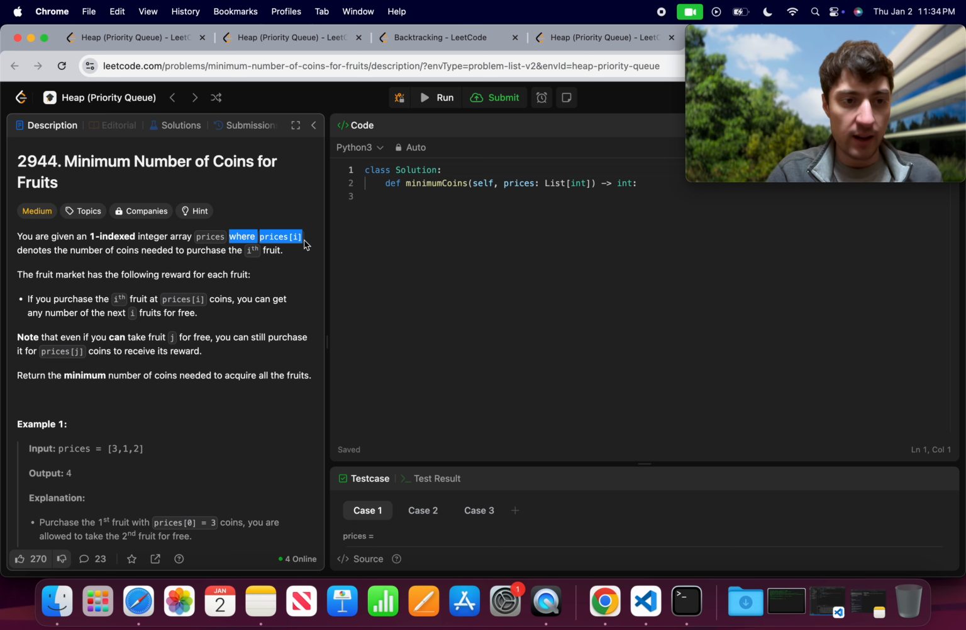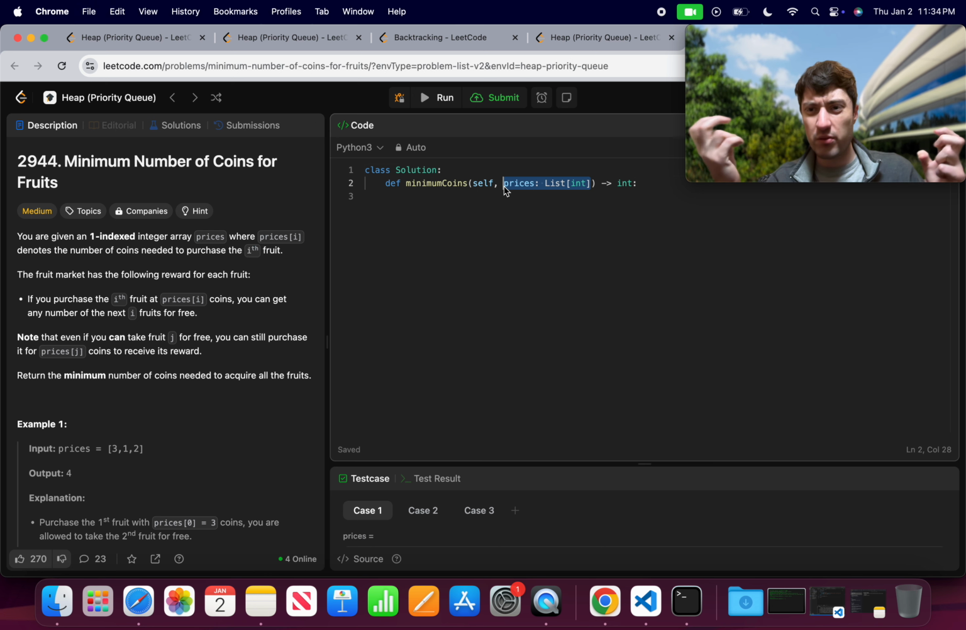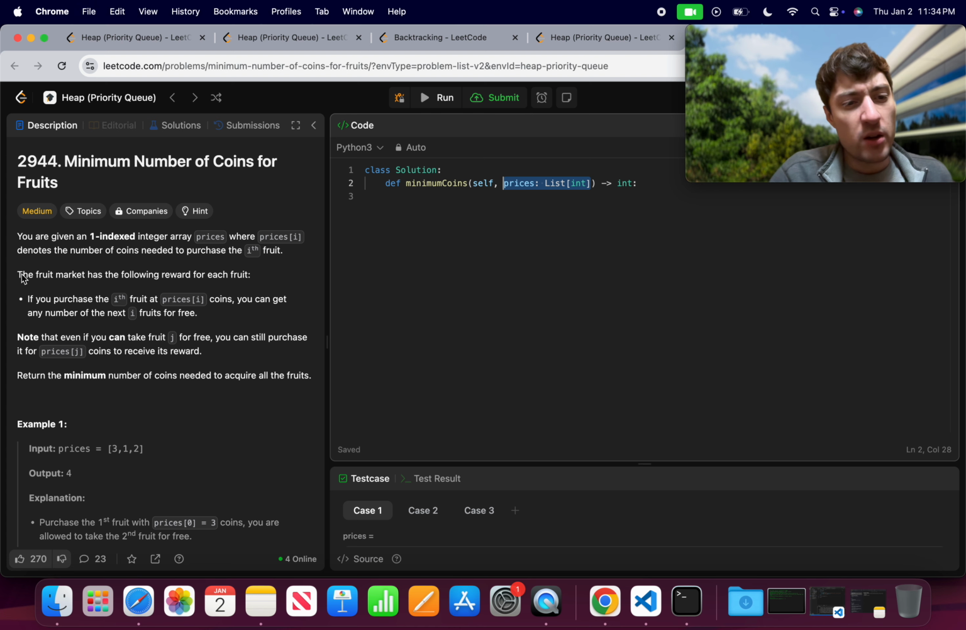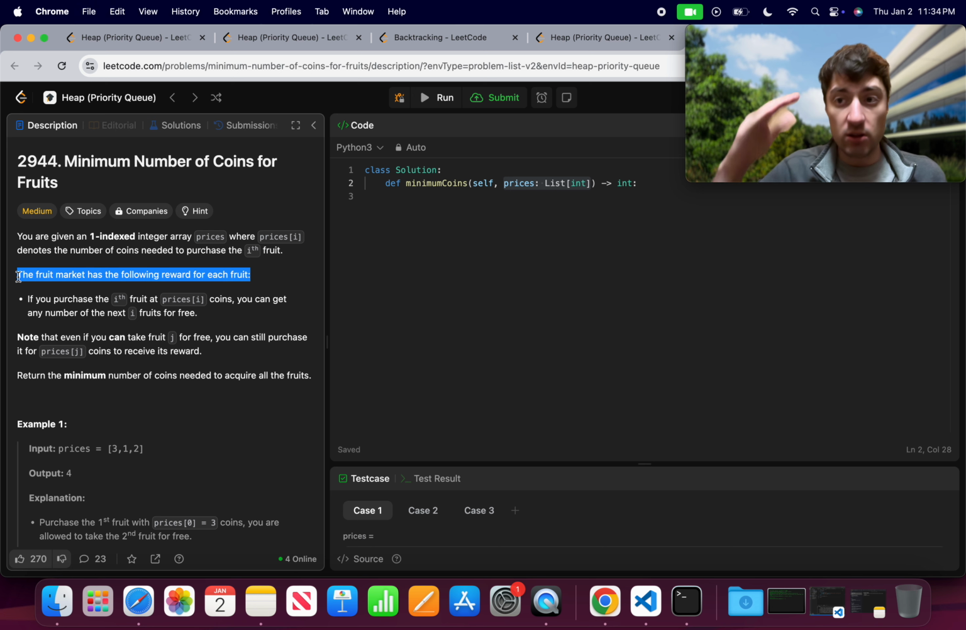Where prices of i denotes the number of coins needed to purchase the ith fruit. Okay, so I'm guessing that there is some kind of fruit. There's no fruit array or anything like that. So it's just the ith fruit. Doesn't matter what fruit it actually is. Okay? The fruit market has the following reward for each fruit. Okay, so every single fruit has the same reward, and here is the definition for which the reward is.